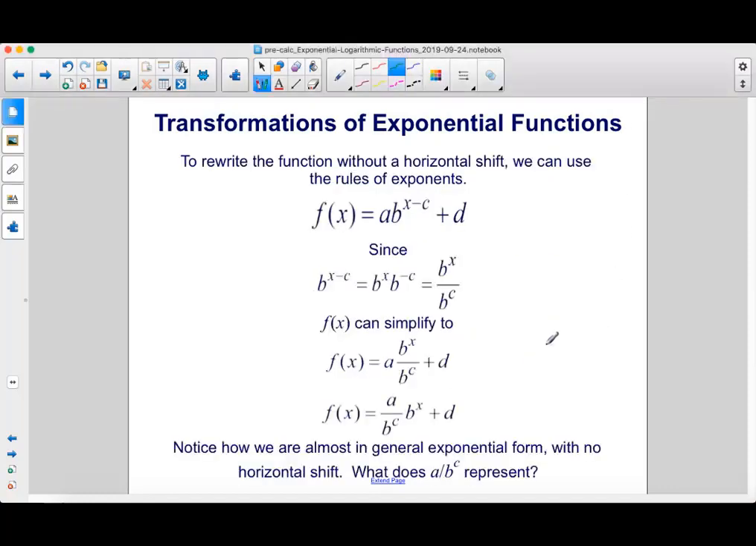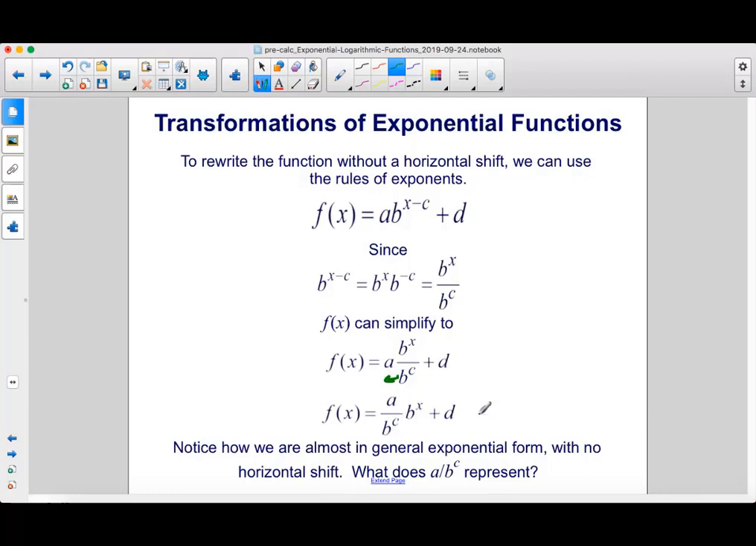To rewrite the function without a horizontal shift, we can use the rules of exponents. If we begin with f of x equals a times b to the x minus c plus d, since b to the x minus c can be rewritten as b to the x times b to the negative c, we can then rewrite it with a positive exponent as b to the x over b to the c. f of x can then simplify to f of x equals a times b to the x over b to the c plus d. Then we can just move this b to the c over so that it's underneath the a. a over b to the c times b to the x plus d.